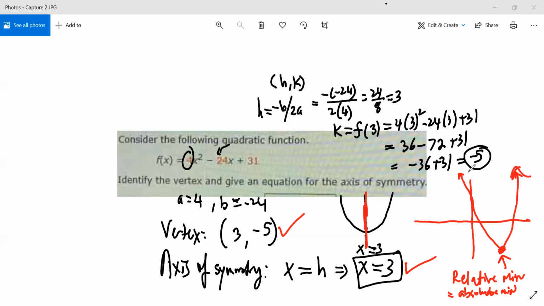And as you see, this keeps going to infinity. So the y values have no bound. It has no upper bound. It has a lower bound, but it has no upper bound.